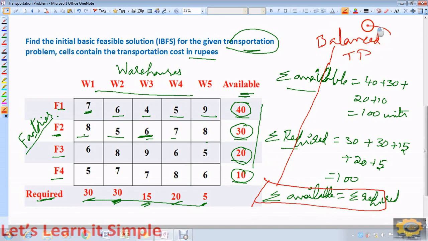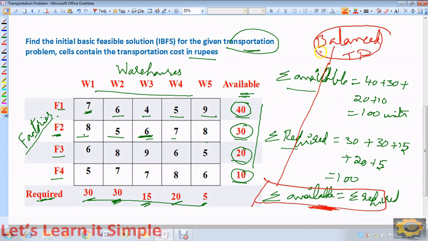Balanced TP, transportation problem. Keep in mind, for a balanced transportation problem, the summation of the demand and supply, or the summation of the available and the requirement, should be equal. If it is not so, which is called an unbalanced one, then to compensate for the shortage of demand and supply we need to add dummy rows and columns, like in our assignment problem. That we'll discuss in the next video.